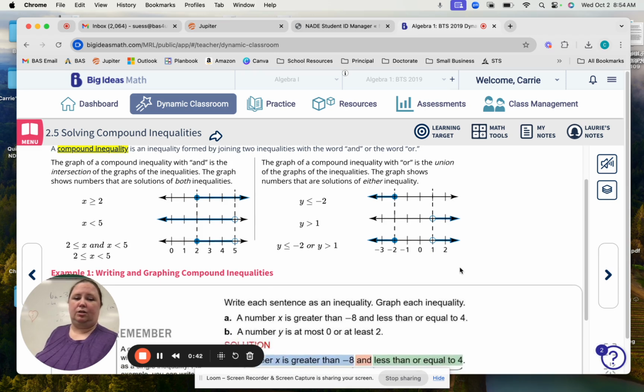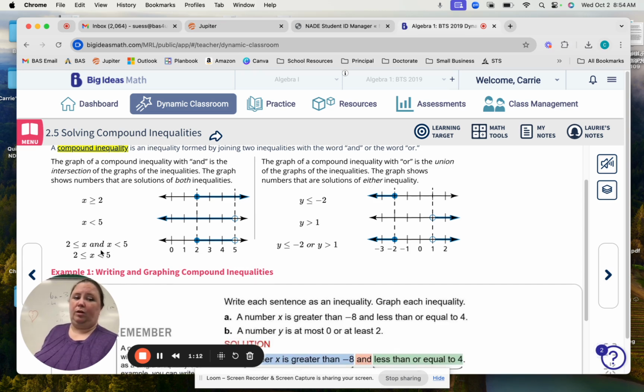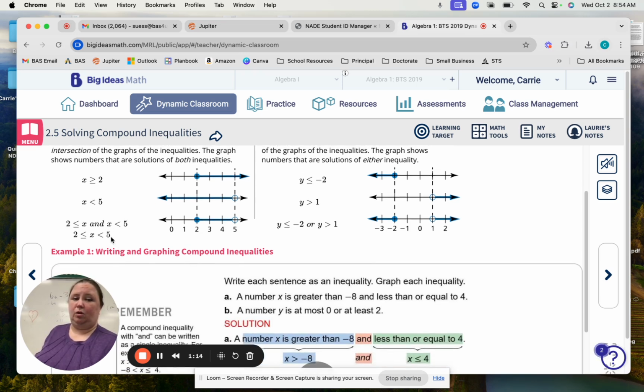So the two ways you can have a compound inequality, you're going to use the word "and" here, where in this case x is greater than or equal to 2, and then also x is less than 5. When you combine it, you see the graph here. You would say 2 is less than or equal to x, and x is less than 5.